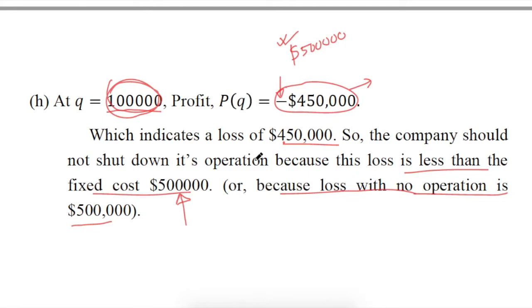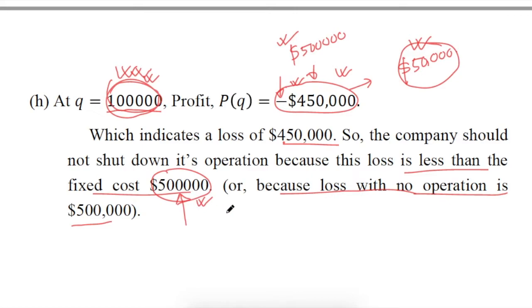So the company should not shut down its operation, because this loss is less than the fixed cost of $500,000. Or you can explain these things in your own language, it's not a problem. Most importantly, the company with this number of units of operation is better than without operation, because the loss is going to be minimized by $50,000, which is $50,000 less than the total loss of the company without operation.